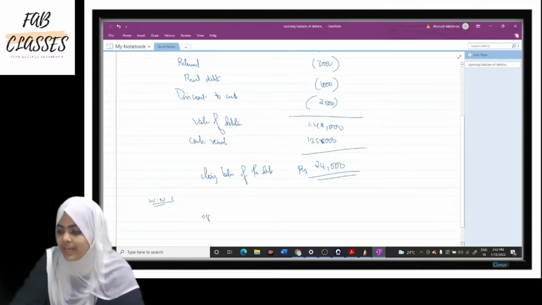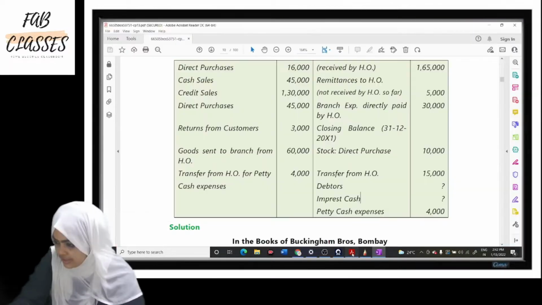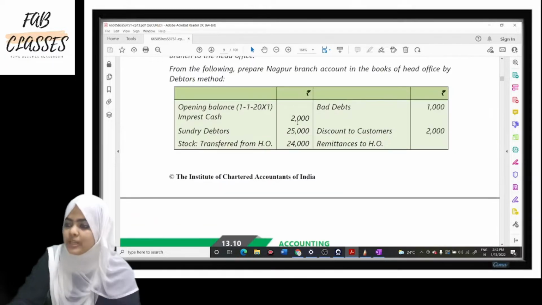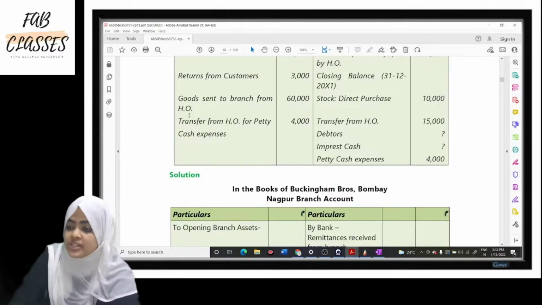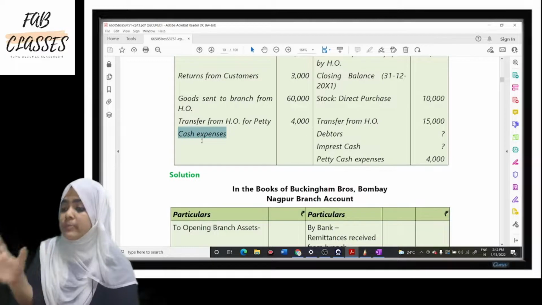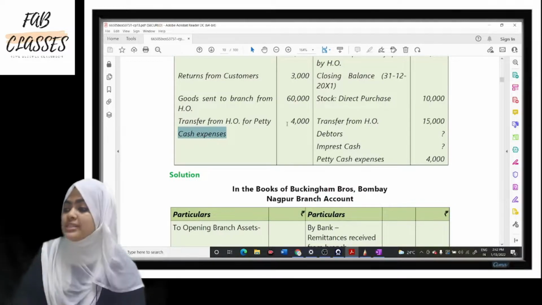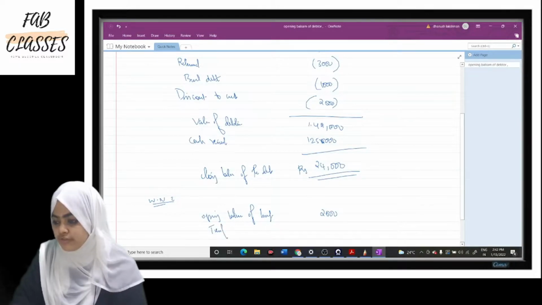The opening balance of imprest cash is already given in the question, 2,000. And what happened in the year? Transfer from head office for petty cash expenses. For the purpose of petty cash expenses, head office has given how much? 4,000 rupees.